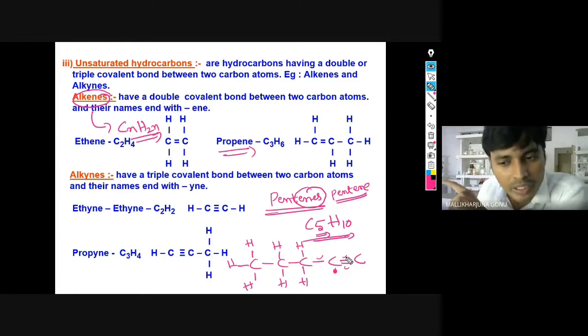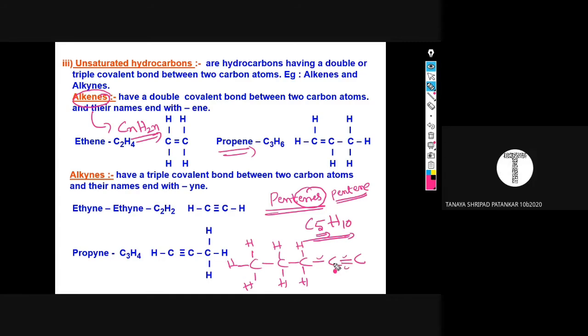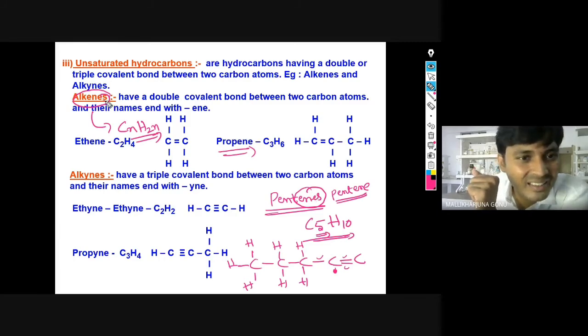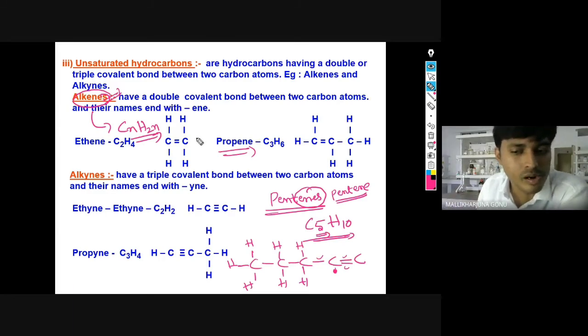Sir, why have you taken the double bond at the last? Because that is alkene, no? Alkene it is. I am talking about pentene. Alkene. ENE means double bond. That type of compound also carbons can form. Okay?